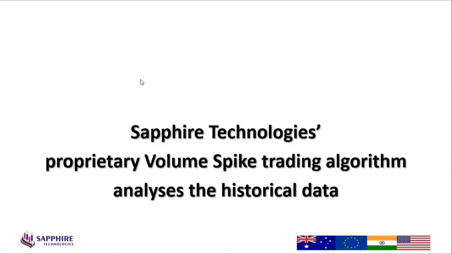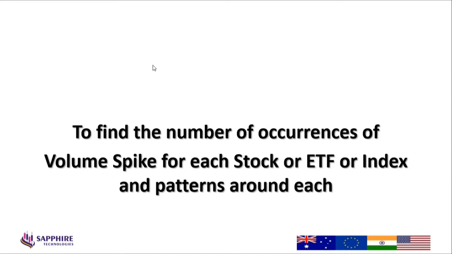Sapphire Technologies' proprietary volume spike trading algorithm analyzes the historical data, and then it finds the number of occurrences, the number of spikes that had happened for each of the underlyings, for an index, and then it finds the patterns around it. For example, what happened after a volume spike over a period of time.